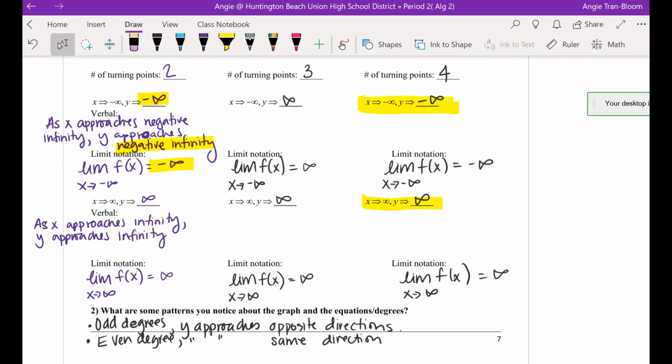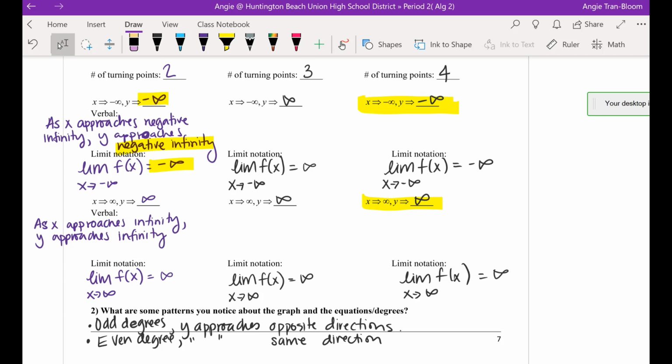What else? Let's talk about turning points. Let's start with the degree of 5. How many turning points do you have? 4. Degree of 4, how many turning points? Degree of 3, how many turning points? So what's the pattern? The turning point is 1 less.